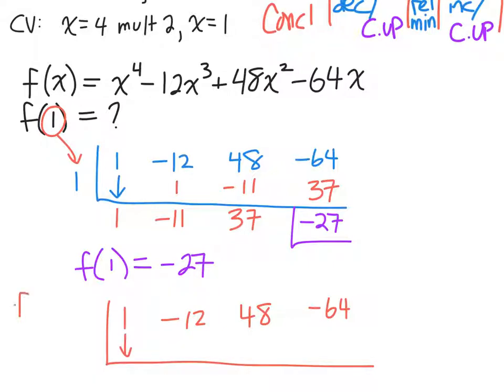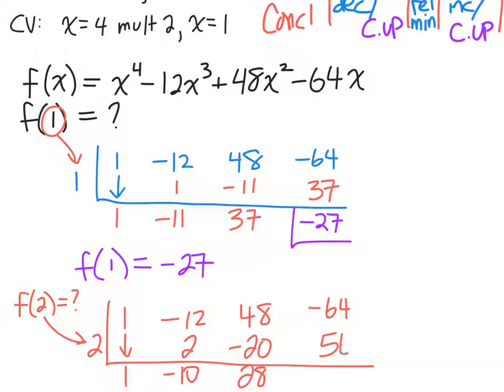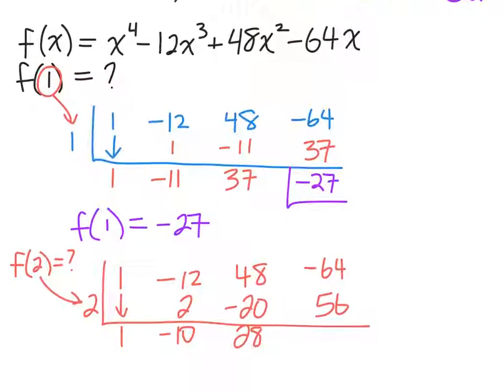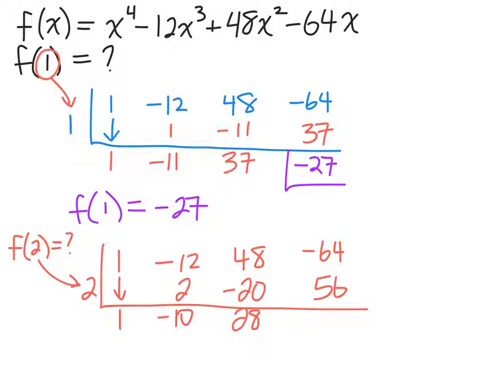So I need f of 2. So negative 8. So f of 2 is equal to negative 8. It's kind of a rote, mindless way of doing it, but it gets you the solution pretty quickly.